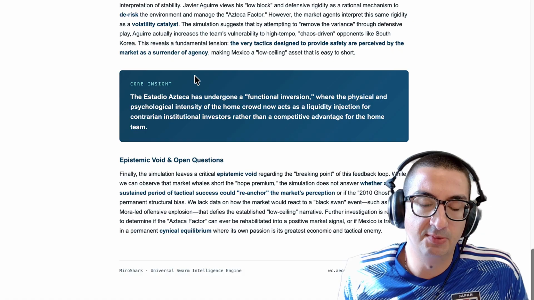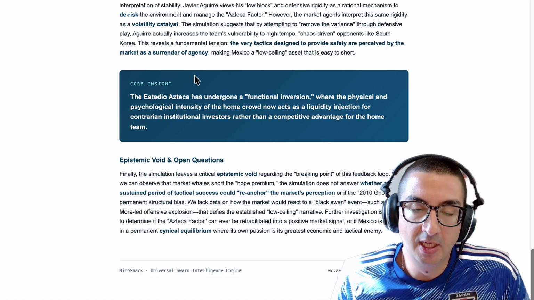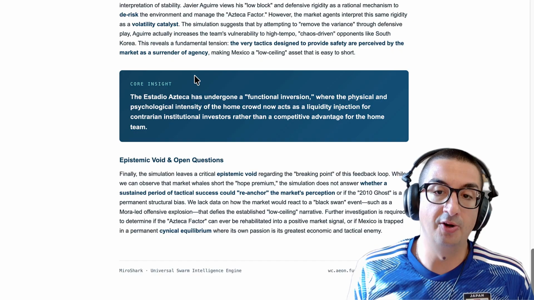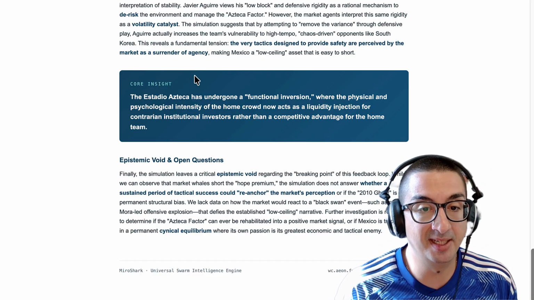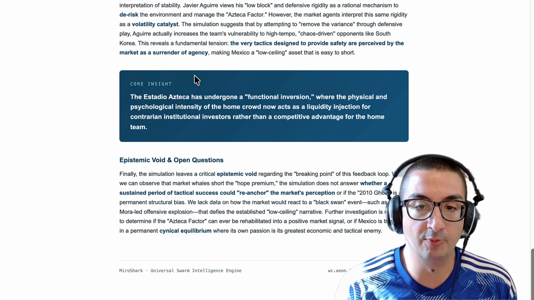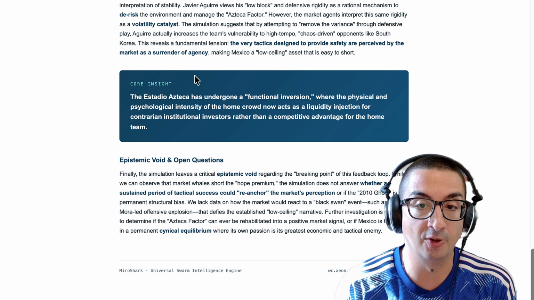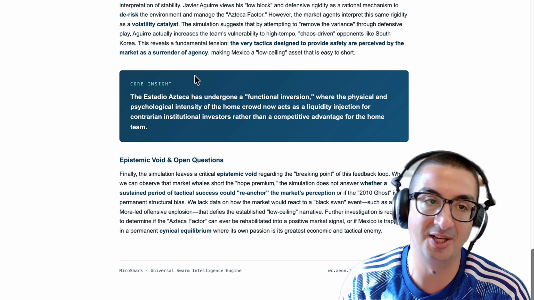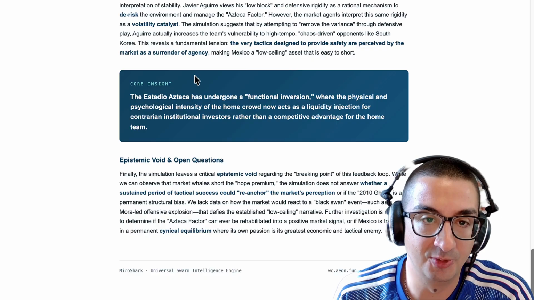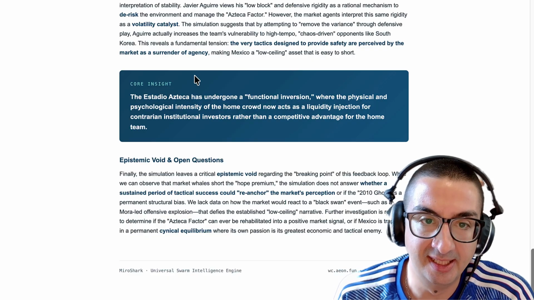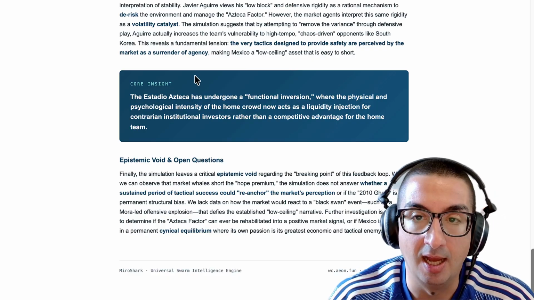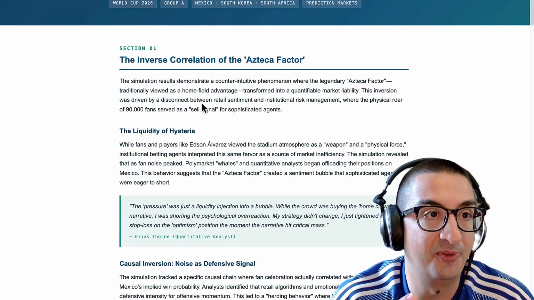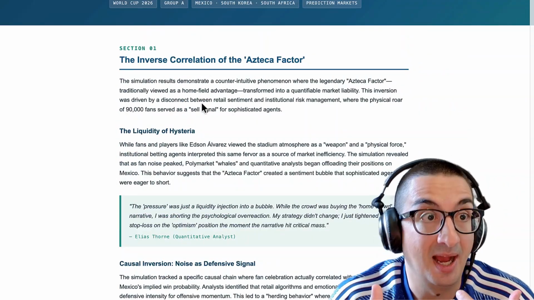Further investigation is required to determine if the Azteca factor can ever be rehabilitated into a positive market signal, or if Mexico is trapped in a permanent cynical equilibrium where its own passion is its greatest economic and tactical enemy. So, what a very interesting simulation, I would say. To sum it up, basically it says that Mexico might be suffering a lot from home-factor anxiety.